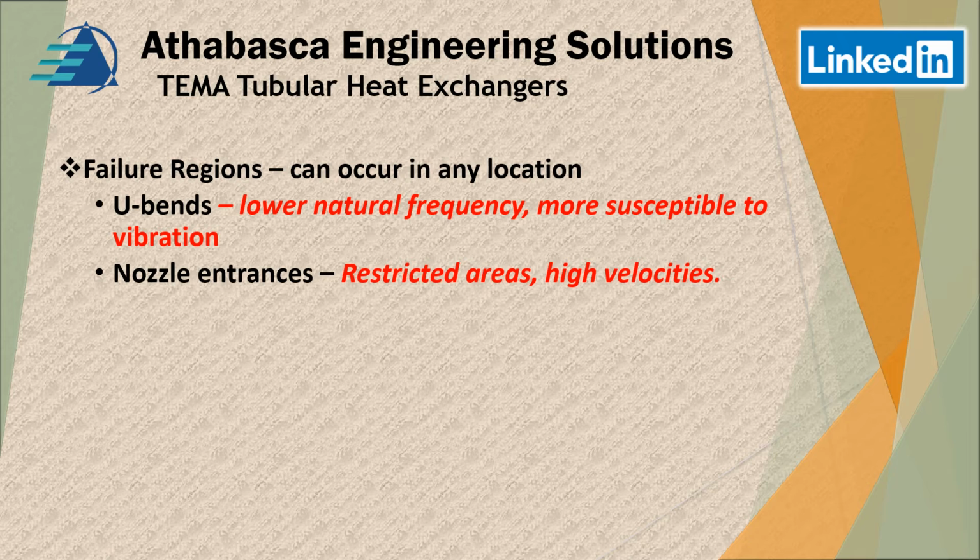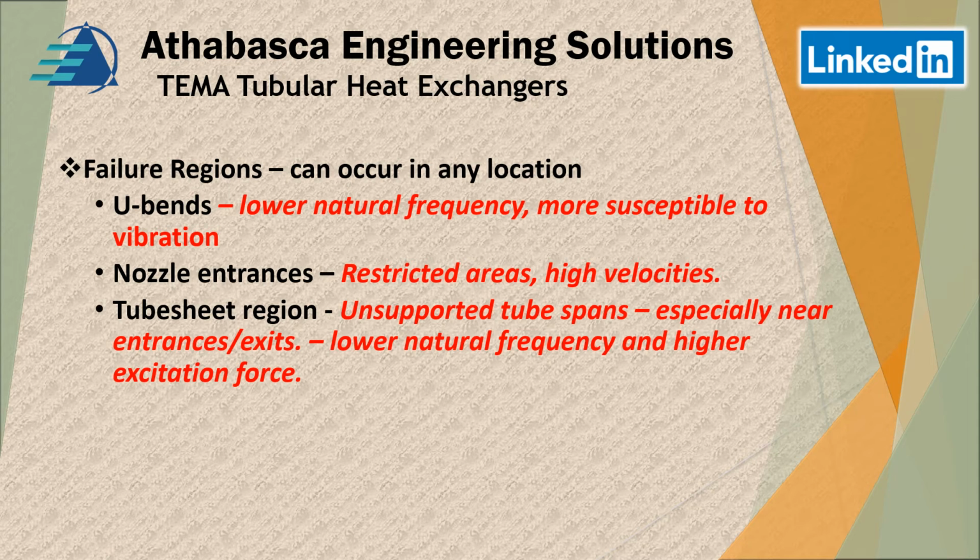Second is nozzle entrances, which with restricted cross-sectional areas have higher velocity, so that can create failure regions. Also, the tube sheet region, the unsupported tube span, especially near the entrances and exits. If you have a lower natural frequency and a higher excitation force, you can create a lot of problems in that area.